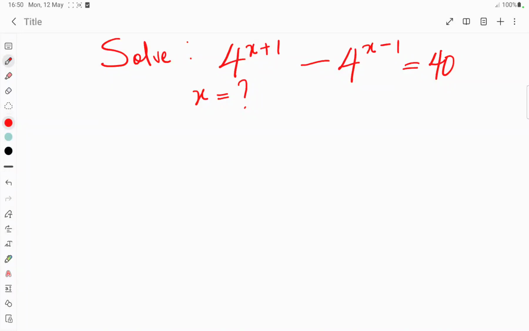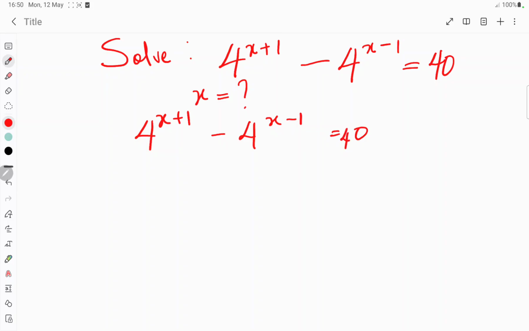In this tutorial, we'll propose the solution for this value of x in this Maths Olympiad problem. We are expected to find the value of x in 4^(x+1) − 4^(x−1) = 40. First, the question reads 4 power x plus 1 minus 4 power x minus 1 is equal to 40.